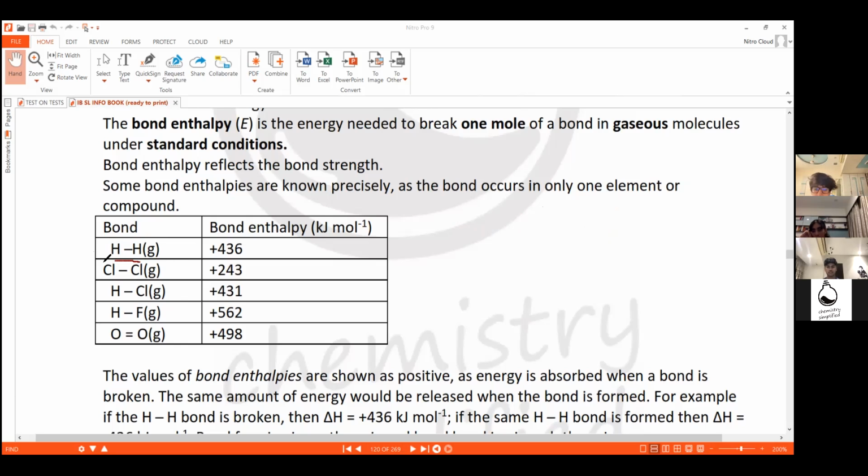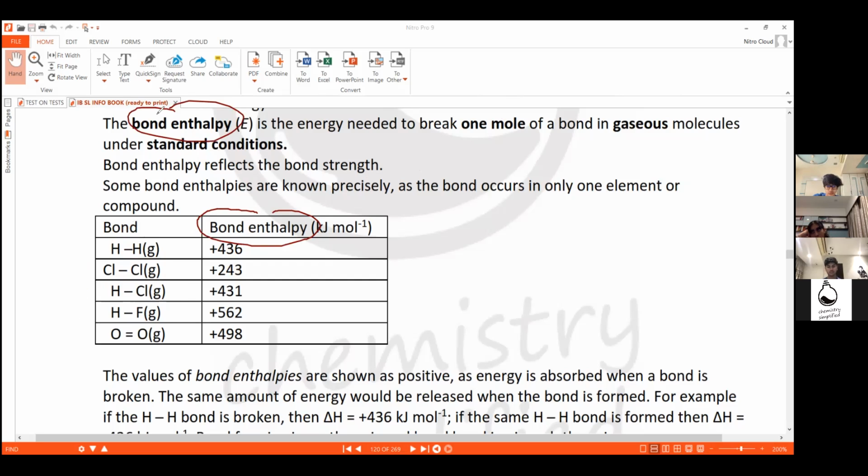Okay, which molecules will have a Cl–Cl bond? Cl2, only chlorine. And H–Cl, only hydrogen chloride. So all these bonds that are given here are found in that specific example molecule only, and no other molecule will have that particular bond. Now, whenever you are talking about the bond enthalpy of such bonds, you will call it bond enthalpy.